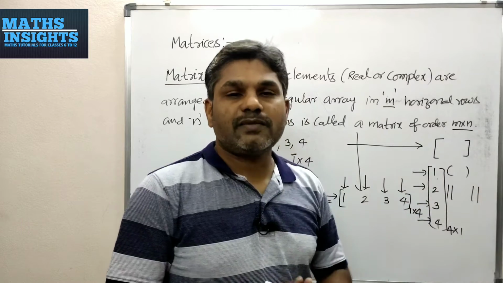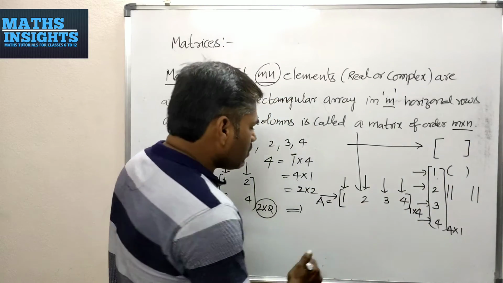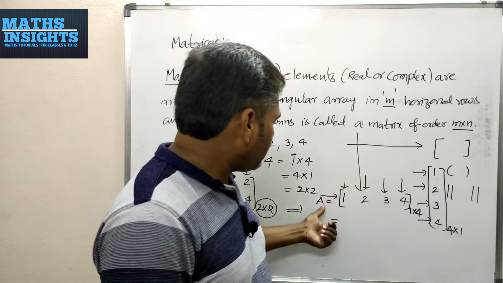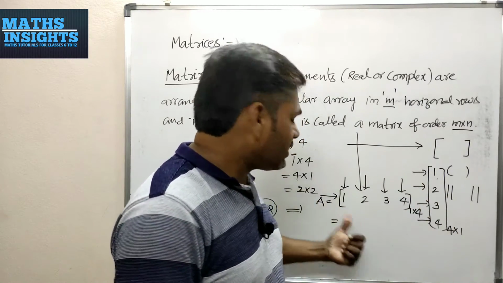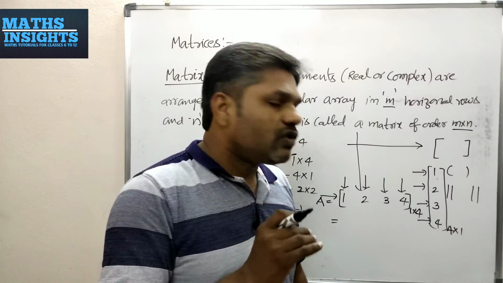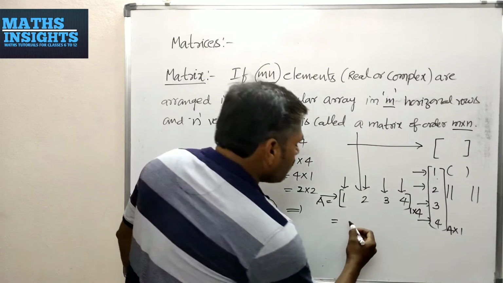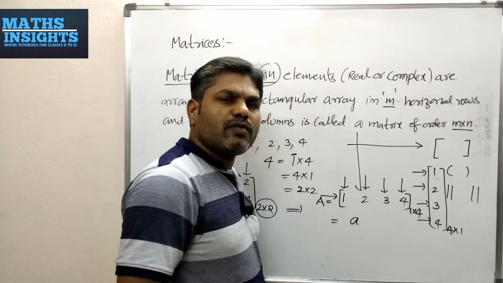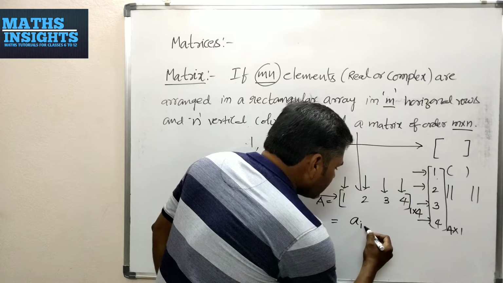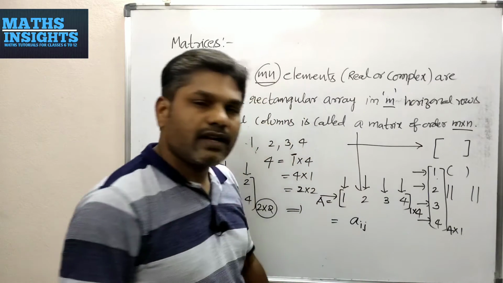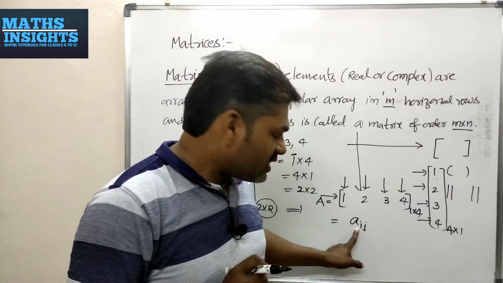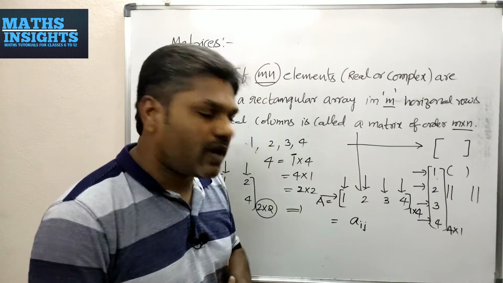Elements or entries of the matrix. Generally, just as we name the matrix with a capital letter, we will represent all the elements with a small a, small b, small c, whatever it may be, and we will write ij, where i is the row number and j is the column number. This is the representation of an element. This is the representation of a matrix.